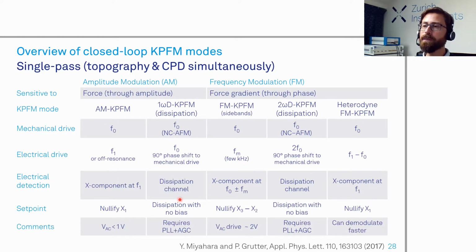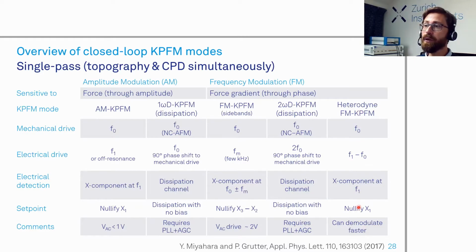Just a few comments. Each mode can have some pros and cons. In AM mode, the fact that we have this rather large cantilever background makes it overall fairly stable and easy to operate. It also usually allows a smaller AC drive, so that's a way to reduce some artifacts. And typically in FM mode, because the signal to noise is usually smaller, you need to drive higher.